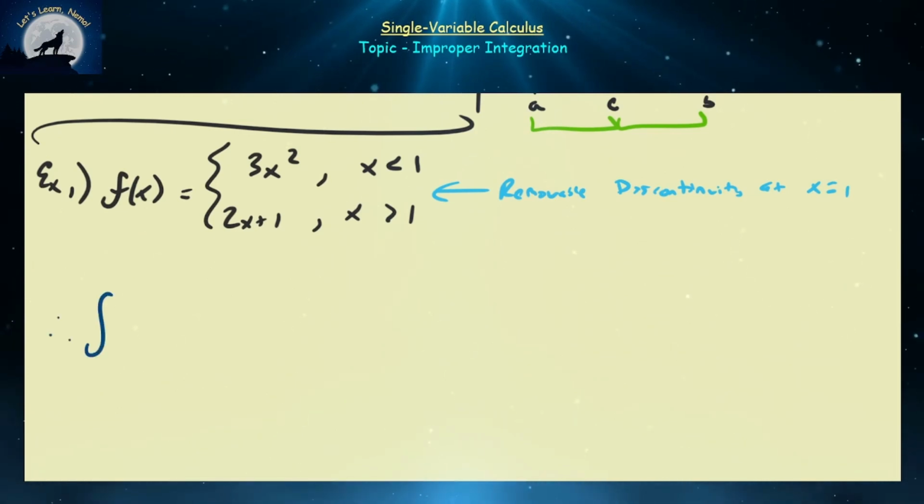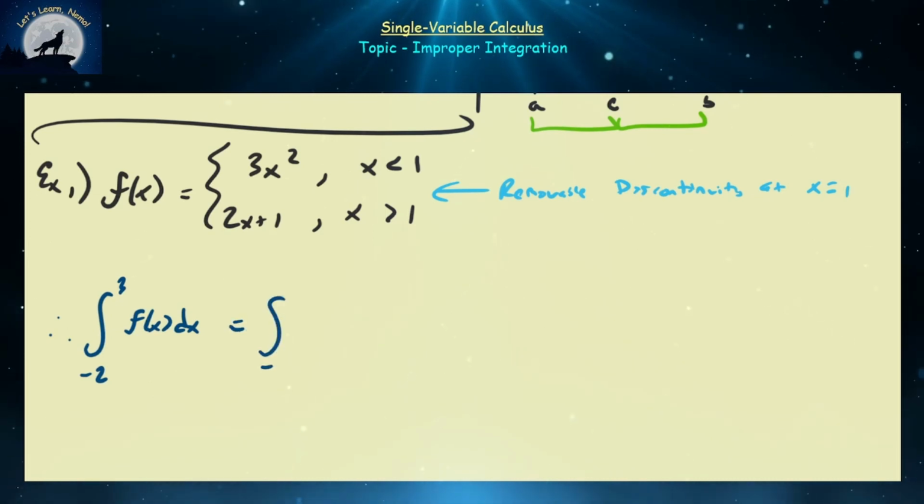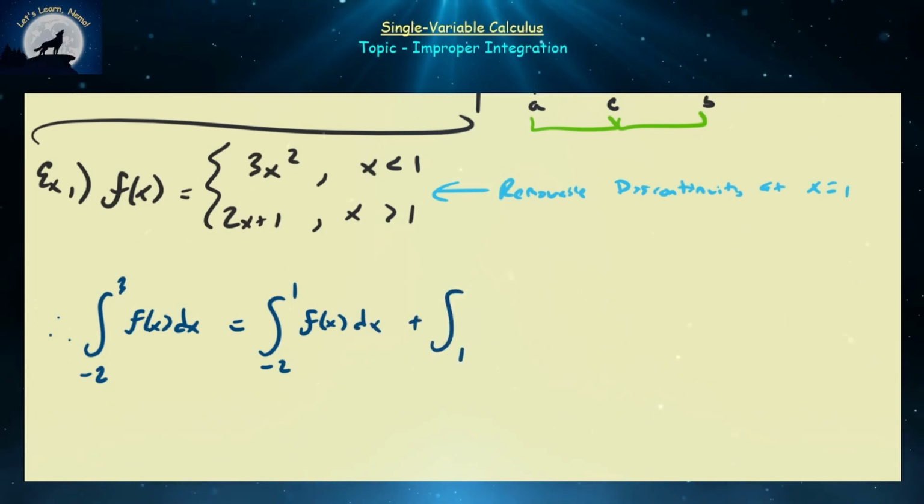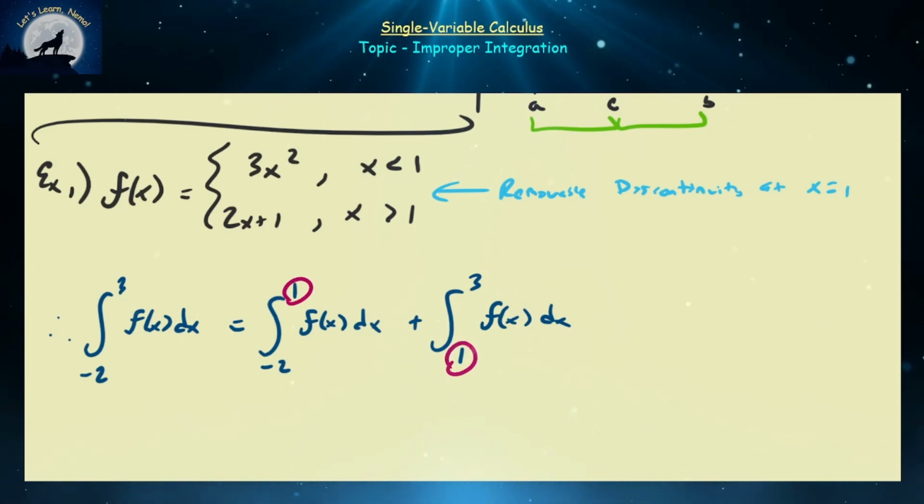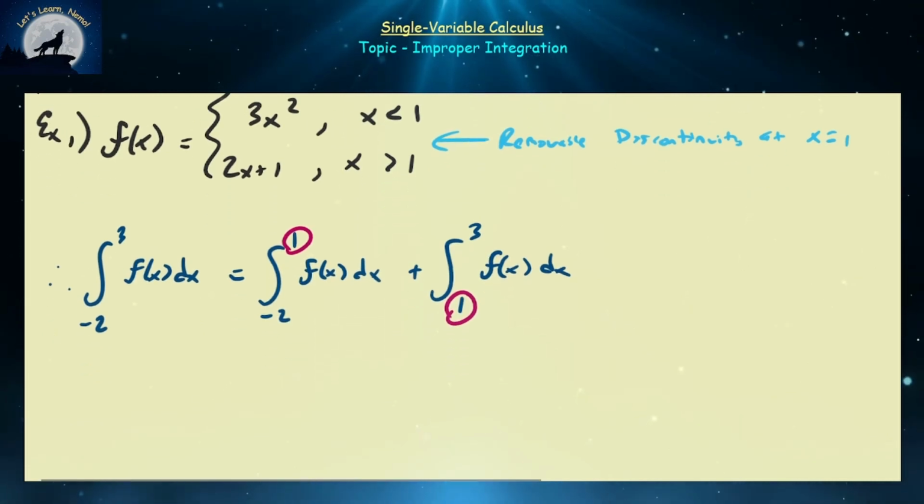For example, let's assume that we want the integral from minus 2 to 3 of this function. So by our definition of the type 1 improper integral, this is just going to be equal to the integral from minus 2 to 1 of f of x plus the integral from 1 to 3 of f of x dx, right? Where this 1 is the removable, or potentially a jump, discontinuity for this function.